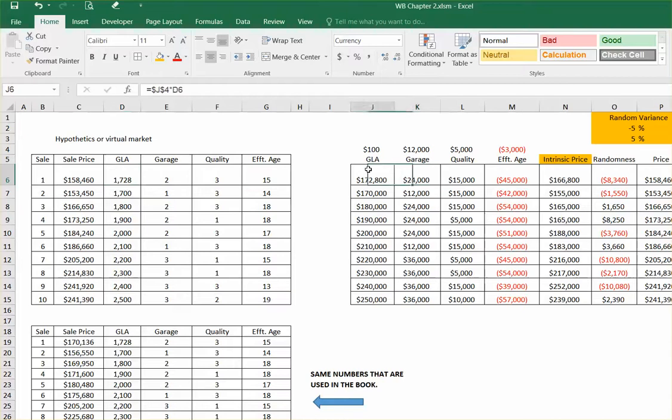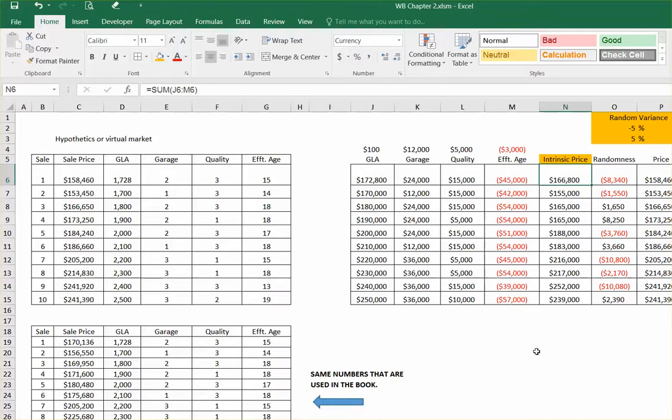So I get this number for each of them, and I get the value of the gross living area based on 100, and then I do the same with the garage. For example, sale 2 is 2 garages times 12,000, that's 24,000. Okay, so I know what these are, and the quality for each rating I multiply times 5, and then I sum these up. I add up the 172,800, the 24,000, the 15,000, and I take away 45, and I get what's called an intrinsic price.